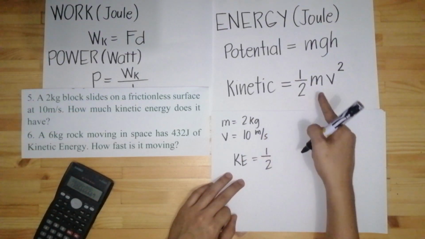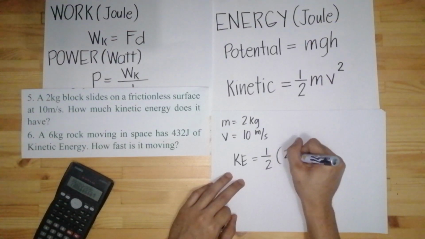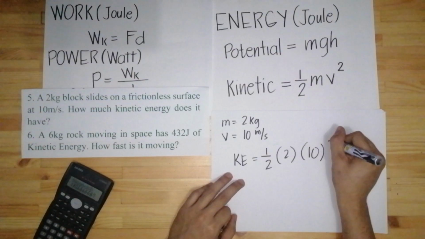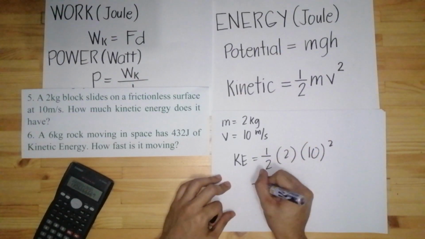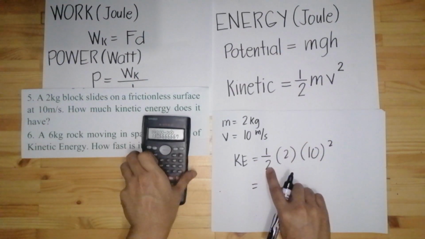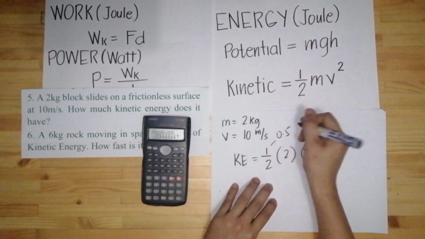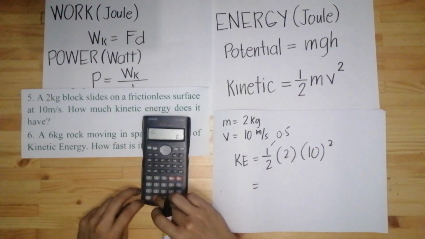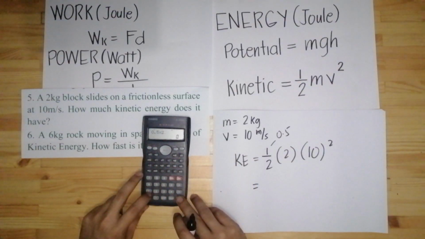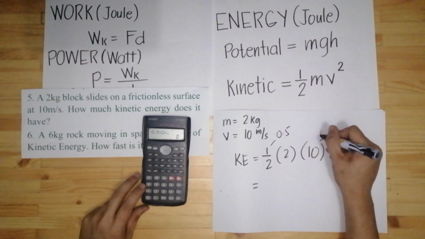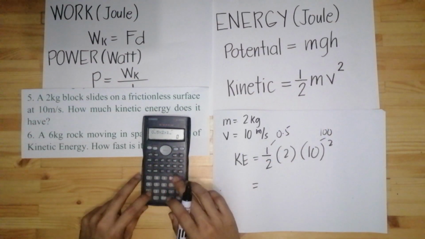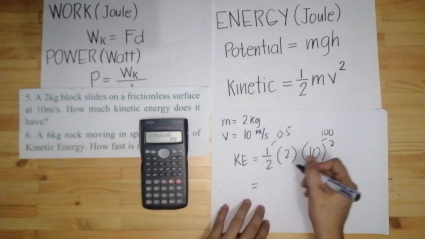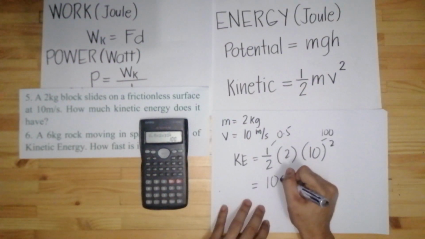So, 1/2, yung m natin is 2 kilograms, so times 2. Then, yung v natin ay 10, so 10 squared. So, i-multiply lang natin, 1/2, that is equal to 0.5 din. So, multiply lang, 0.5 times 2, then 10 squared. 0.5 times 2 times 10 squared is 100. 10 times 10. Or lagay mo lang dito 10 squared. That is equal to 100. So, all in all, ang value nito ay 100.